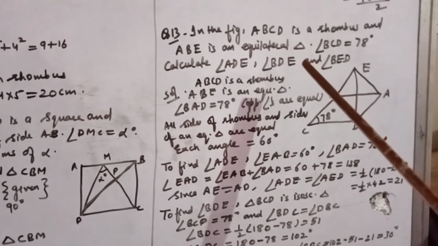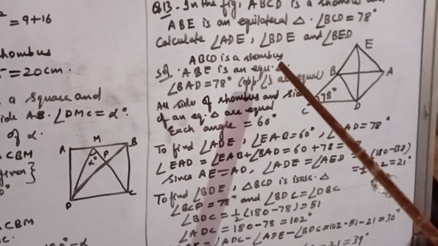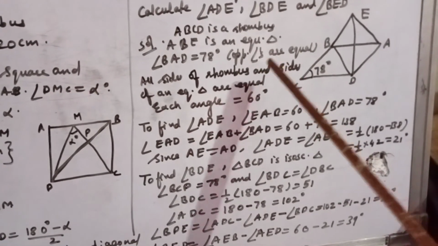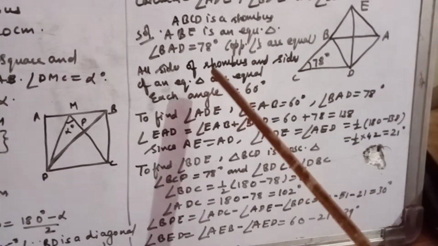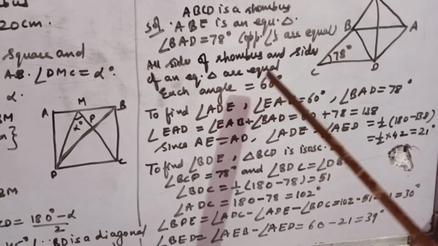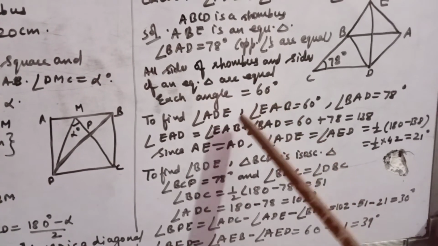Question number 13. In this figure, ABCD is a rhombus. ABE is an equilateral triangle. Angle BCD equal to 78 degrees. We have to calculate angle ADE, angle BDE and angle BED. ABCD is a rhombus. ABE is an equilateral triangle. Angle BAD equal to 78 degrees. Opposite angles are equal. All sides of a rhombus and sides of an equilateral triangle are equal. Therefore, each angle is 60 degrees.